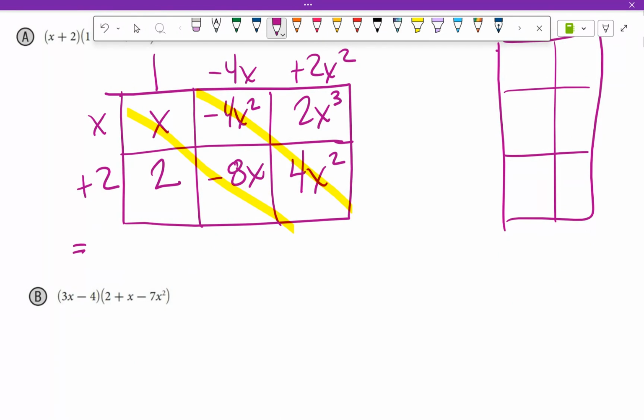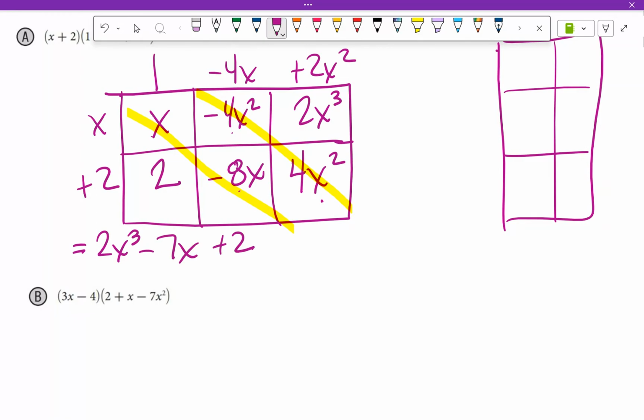So I'm going to start with 2x cubed, okay? Then I'm going to add together negative 4x squared and positive 4x squared. What happens? They cancel, so I'm not even going to bother writing it down. What's x and negative 8x? Good, and then we just write down 2 at the end.